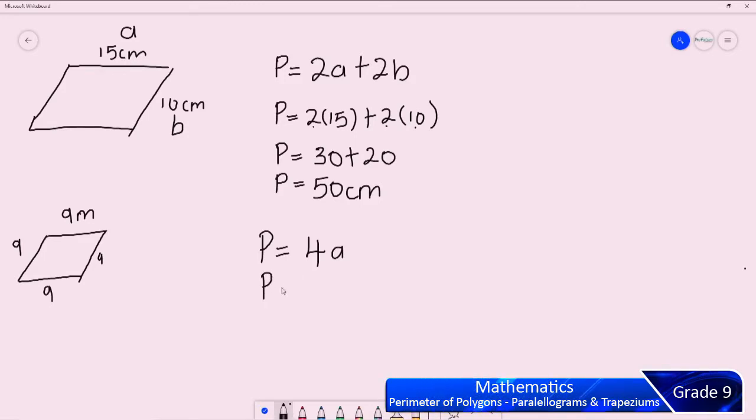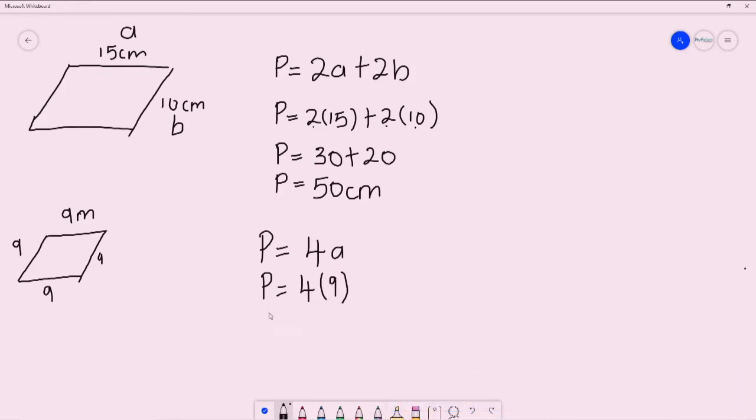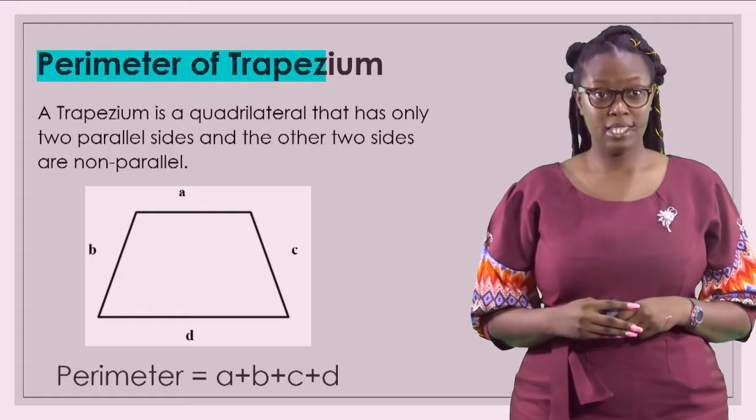So perimeter is equal to 4 and a is 9. So the perimeter is equal to 4 multiplied by 9, which is 36. Our unit, meters. So the perimeter of this parallelogram that has all 4 sides being equal to 9 meters is 36 meters. Perimeter of a trapezium.